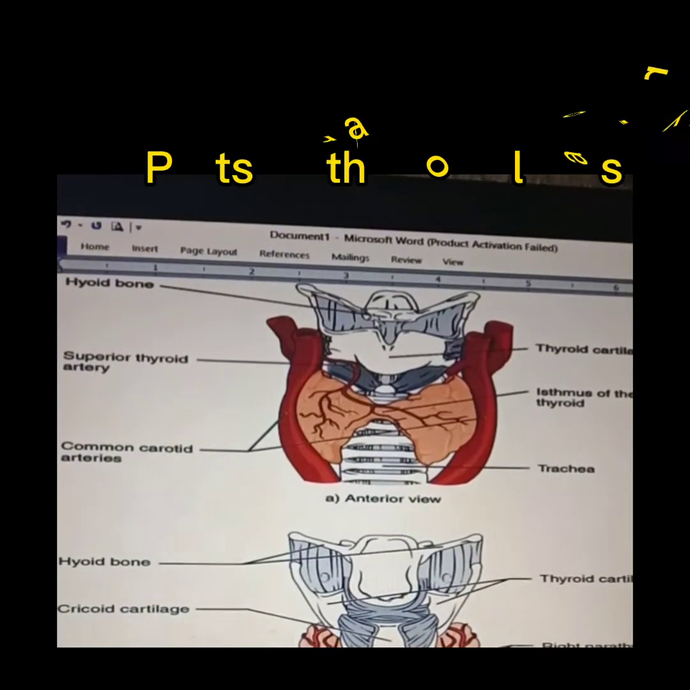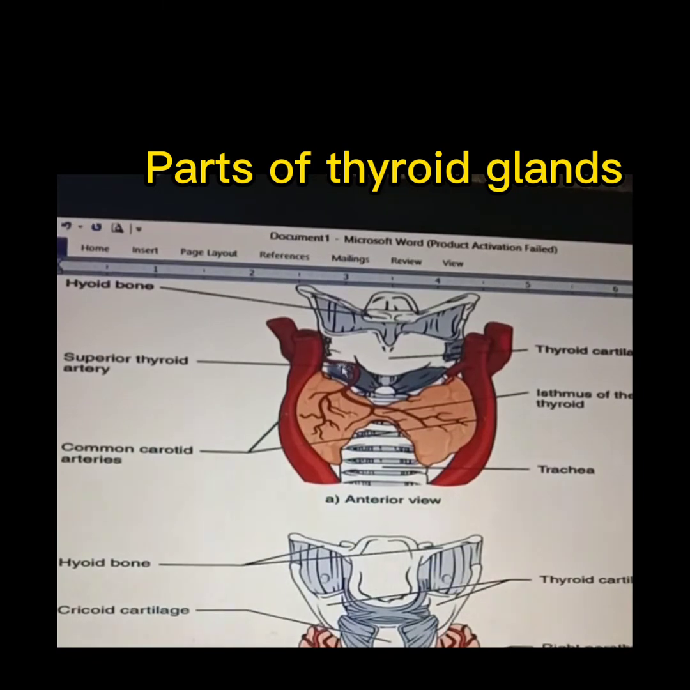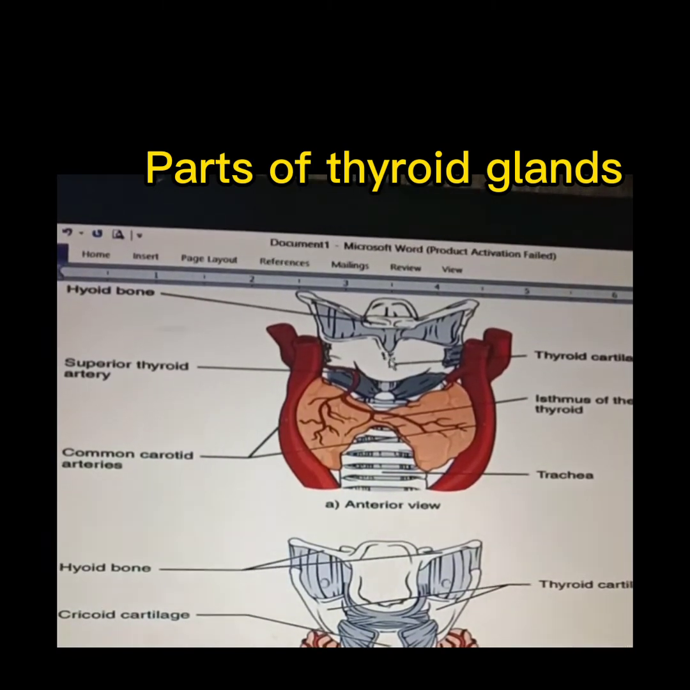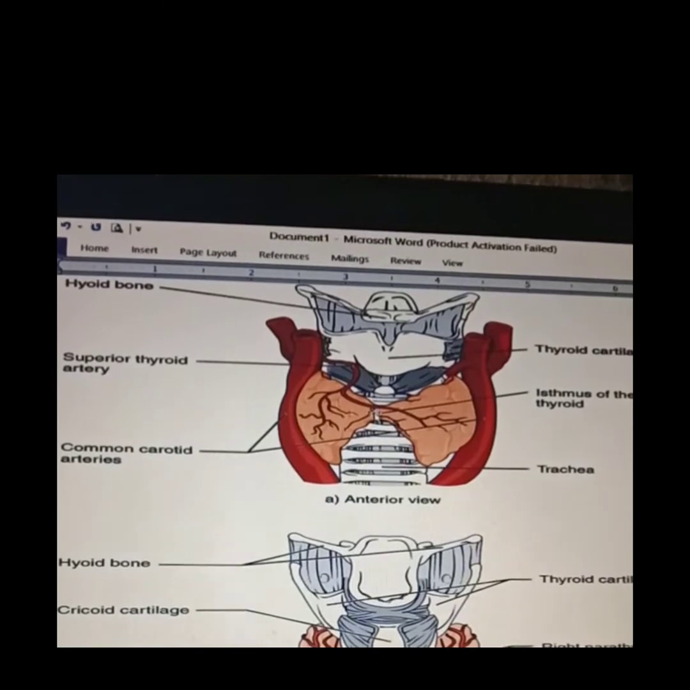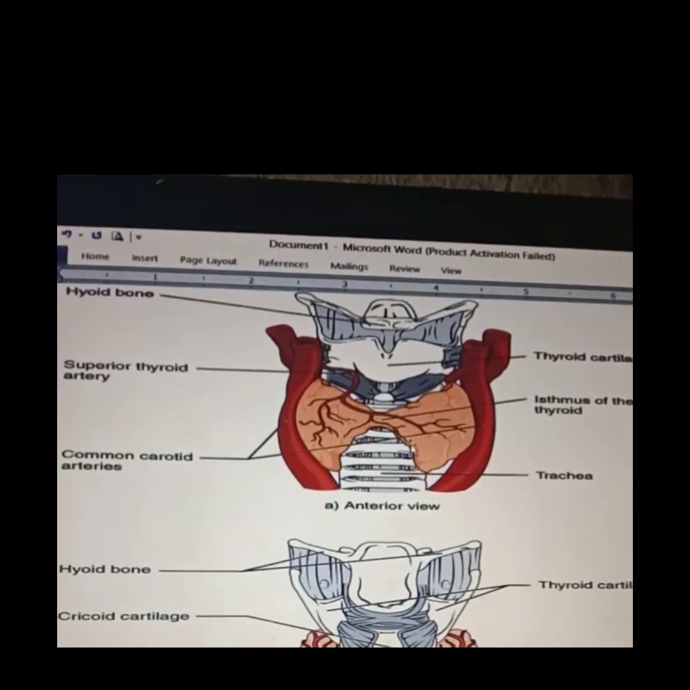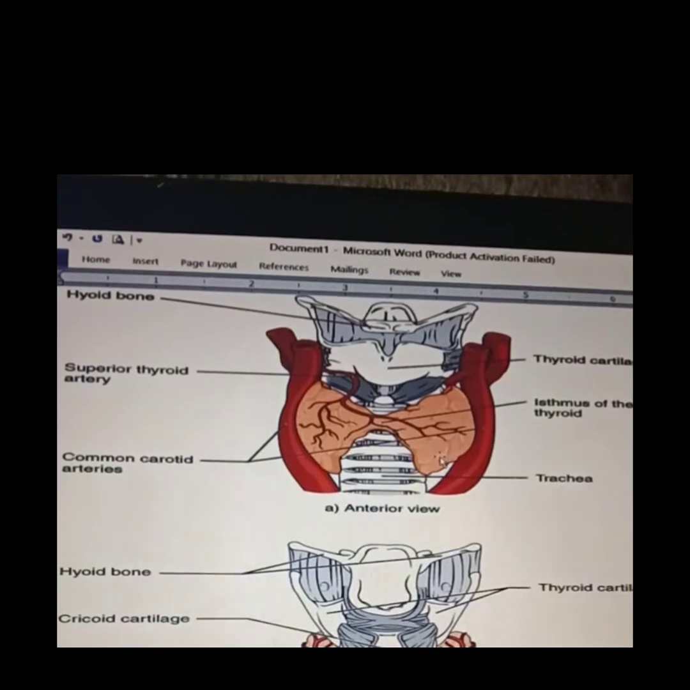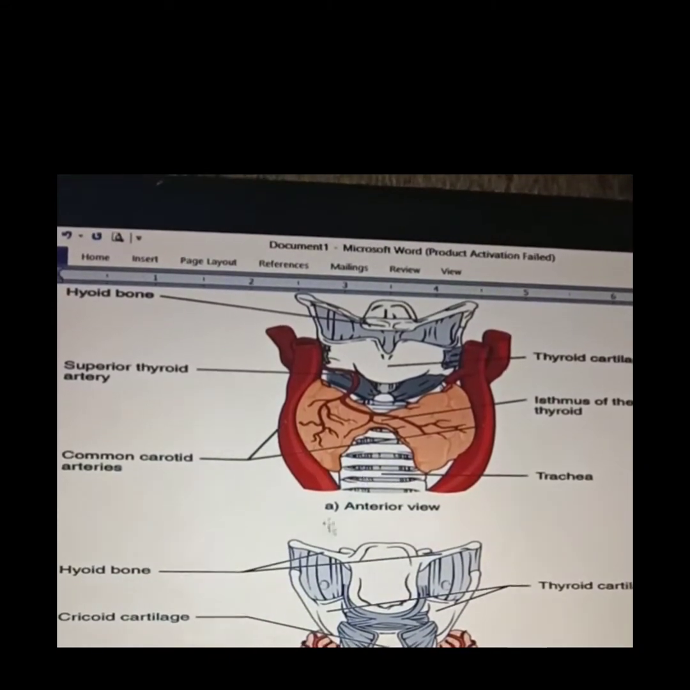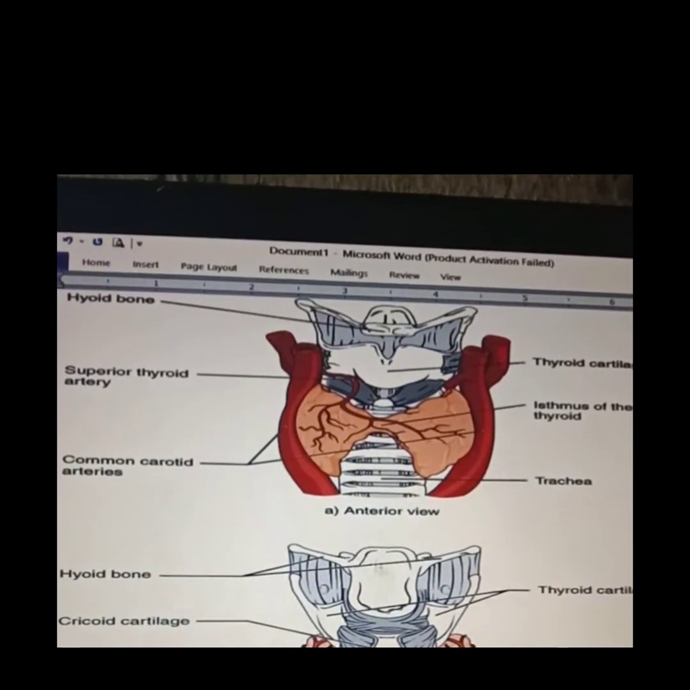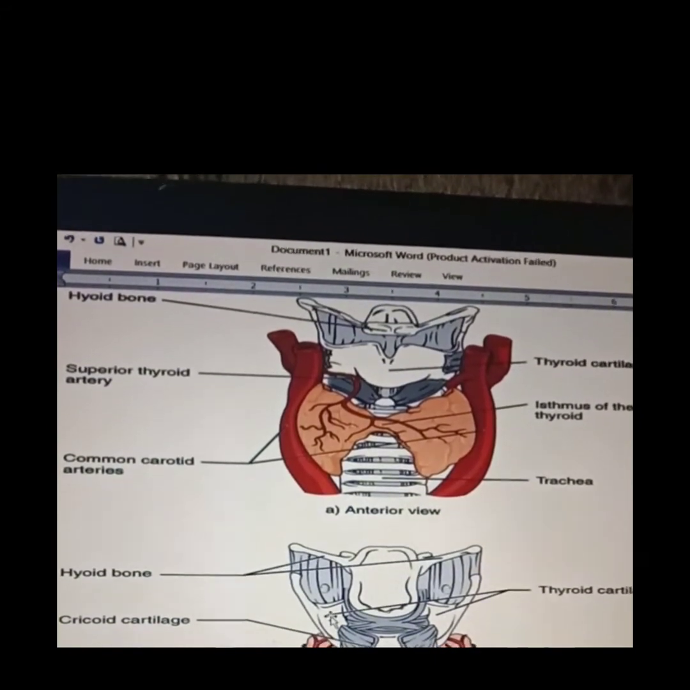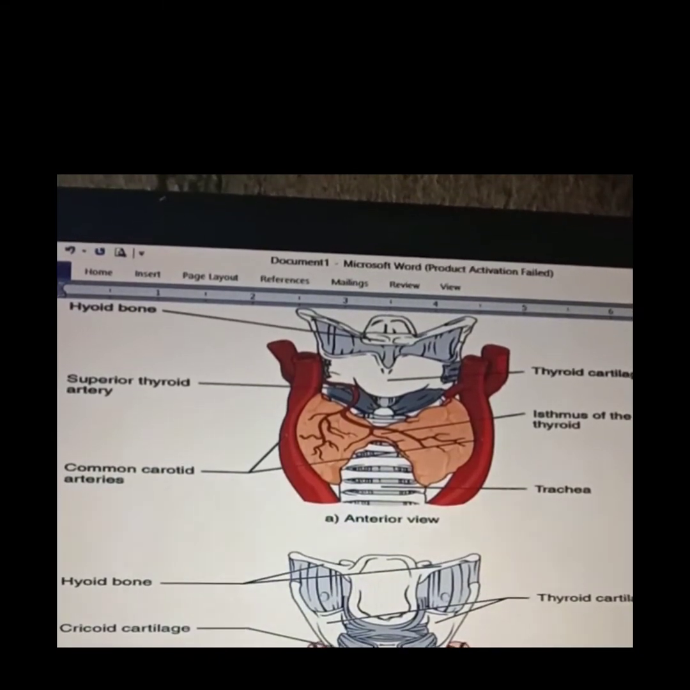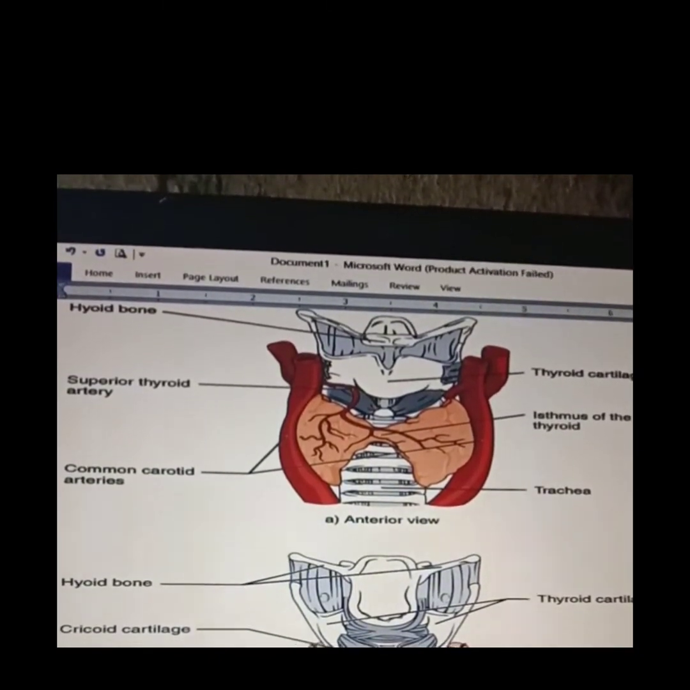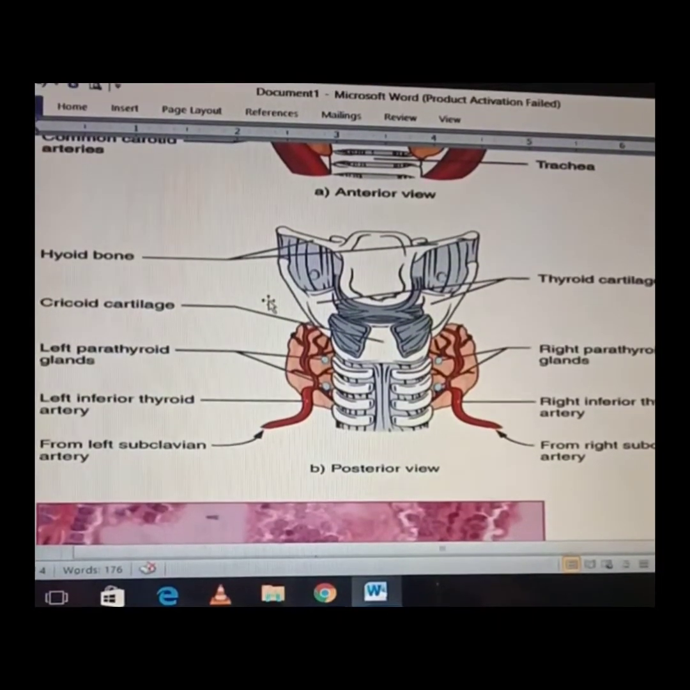This is the hyoid bone, superior thyroid artery, thyroid cartilage, common carotid arteries, and the thyroid. Trachea, hyoid bone, thyroid cartilage, cricoid cartilage. Let's proceed to the posterior view.